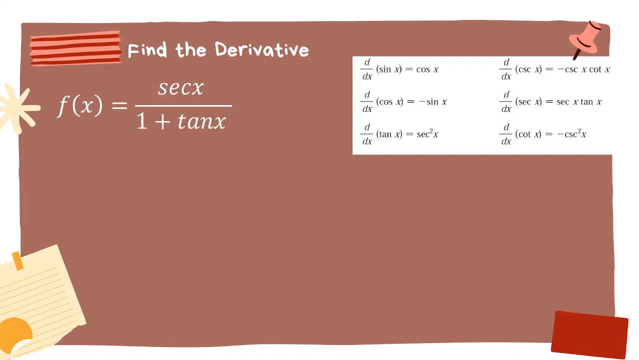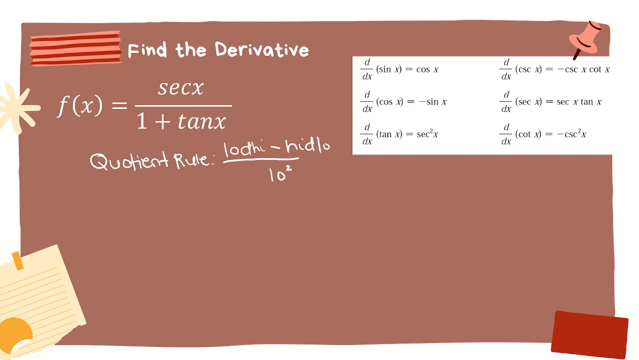Oh, ayan. Medyo mahirap na, no? But, since this is a quotient, we are just using the quotient rule. Tama? So, ano ba yung quotient rule natin? Our quotient rule tells us that low d high, low d ng taas, minus high d low, o derivative ng baba, over low squared.